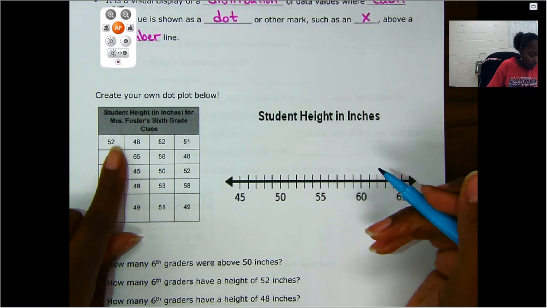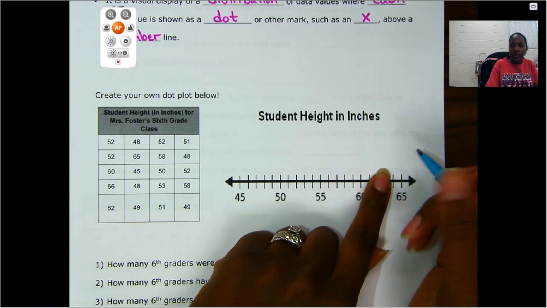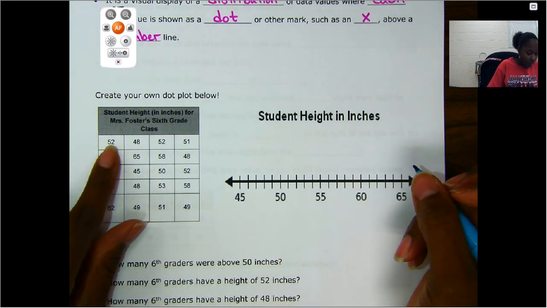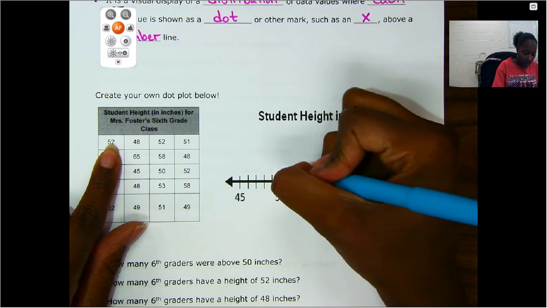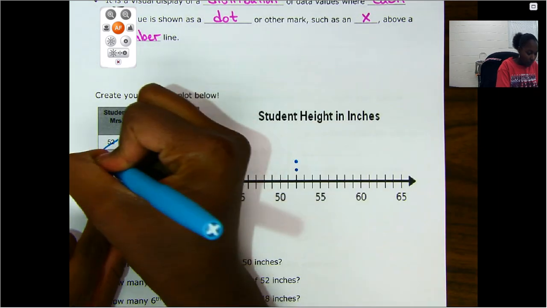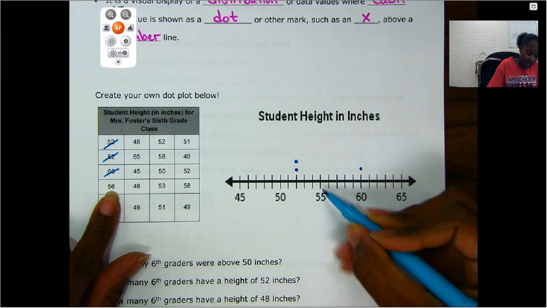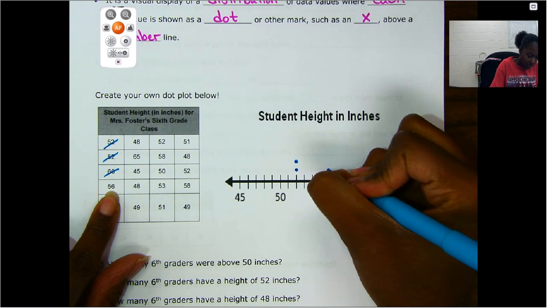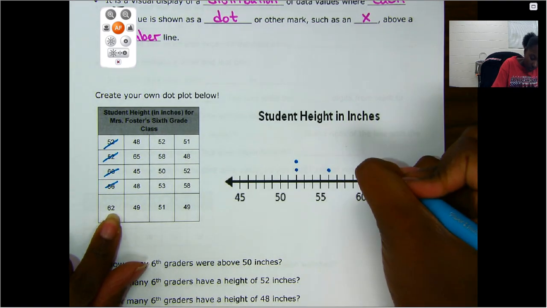So what you're going to do is all these values, you're going to put them on the number line in the form of a dot or an X. All right, so our first value that I see is 52. So here's 50, 51, 52. So I'm going to put a dot. I'm going to cross that out. Have another 52. I have a 60. I have a 56. Here's 55. So 56 must be right here. I have a 62, 60, 61, 62.